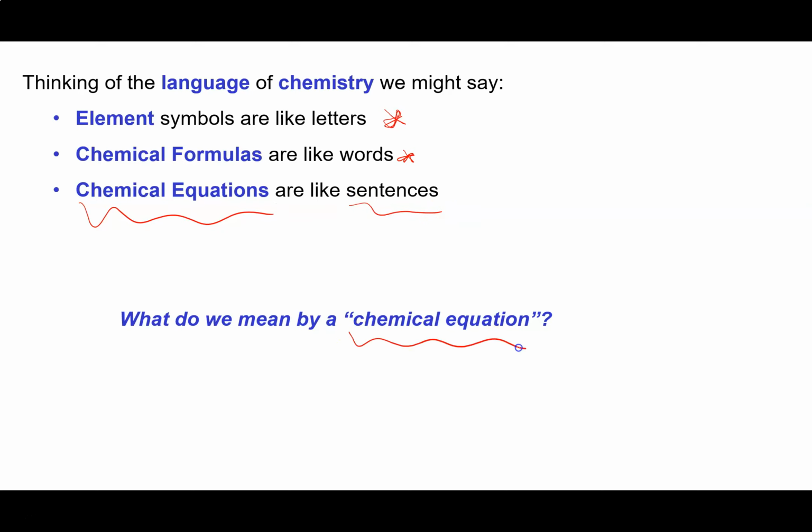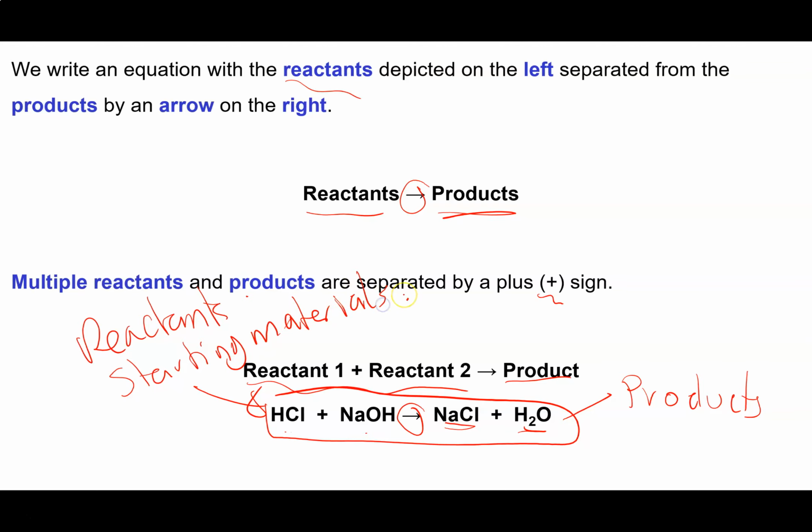We write an equation with the reactants on the left, separated from the products, which are written on the right, by an arrow. And if you have more than one reactant or product, you write those separated by a plus sign. So in this reaction, we've got 2 reactants giving 1 product, just written out symbolically. But here's a real example. We've got hydrochloric acid and sodium hydroxide reacting to give sodium chloride and water. These are the products, and these are the reactants. And as I mentioned previously, sometimes they're referred to as the starting materials.